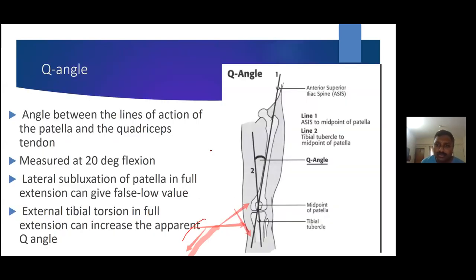So we all know about Q angle. The favor of Q angle has fallen out after the TT-TG index or TT-PCL index. So I am not going to explain much of this.